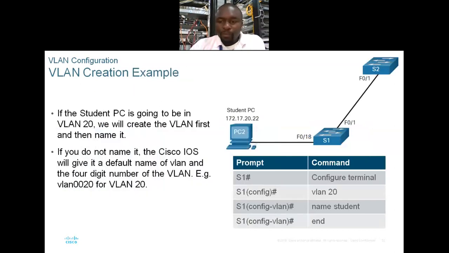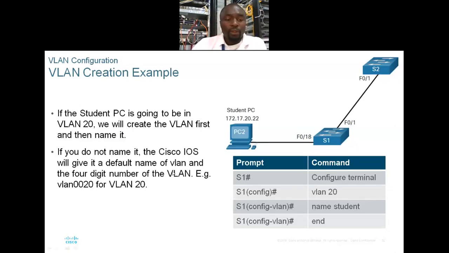Okay? So for instance, we are creating a VLAN here. So I go to my global mode and then I say VLAN 20. Then the name of the VLAN is what? Students. Then I end. Case closed. So you see, it's not difficult at all.